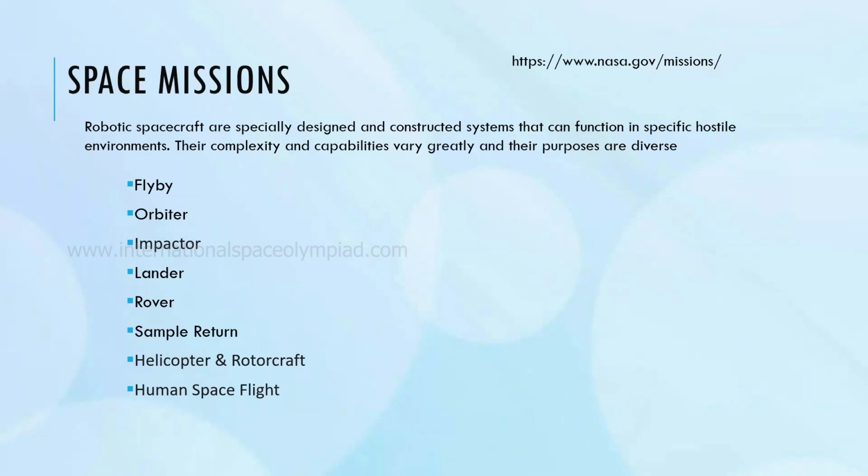Flyby, orbiter, impactor, lander, rover, sample return, helicopter or rotorcraft, then human space flight. These are all the different types of space mission chosen for this topic or this class. That's all. I am not saying that these are the only things that we have, especially when you consider lunar or other planetary exploration. This is almost a complete list. I am not saying that it is a complete list, but anyway, the important things are here.